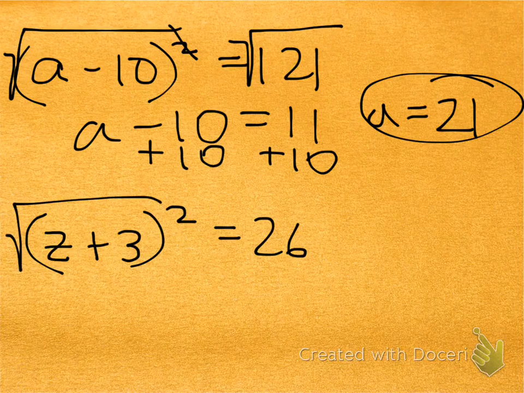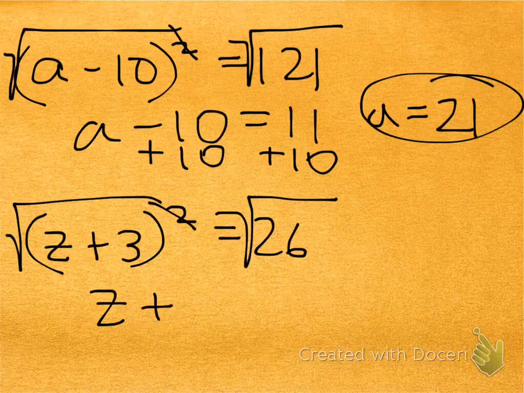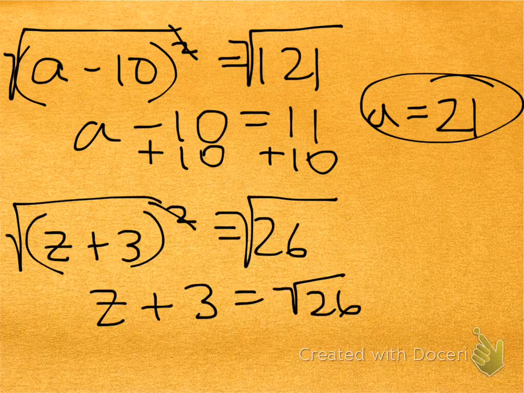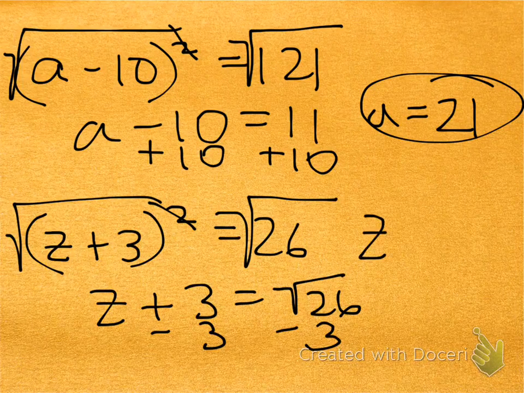Again, take the square root. So we have z plus 3 equals the square root of 26. We're going to subtract 3. So z is the square root of 26 minus 3. So we're going to have to round, which gives us about 5.1 minus 3. So it's going to be about 2.1.